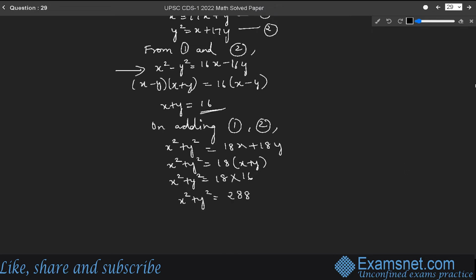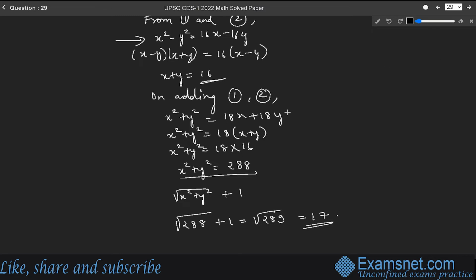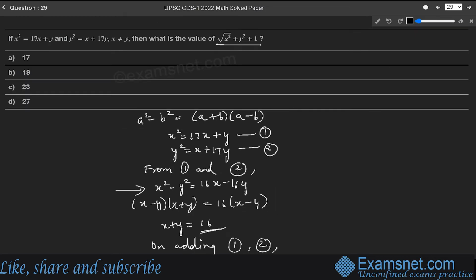In the question, we have to find the value for under root of x square plus y square plus 1. So from this particular part, it will be under root of 288 plus 1, which is under root of 289. Under root of 289 is 17. So we can say that the required value for under root of x square plus y square plus 1 is 17. So the correct option for this question is option number A.